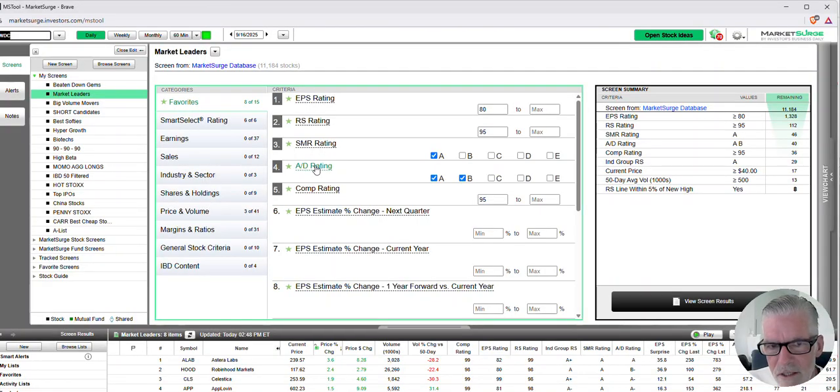Accumulation distribution rating. I want an A or B. That means, generally speaking, funds are buying. They're not getting rid of shares. They're adding to their positions. A comp rating of 95, that's kind of the big number that crunches everything together. And I've got some other things in here. I want a strong group that it's in. I want a current price over $40 per share, average volume 500,000 per day, and a relative strength line within 5% of a new high. So that's kind of your crucial thing to get price momentum going on your side.